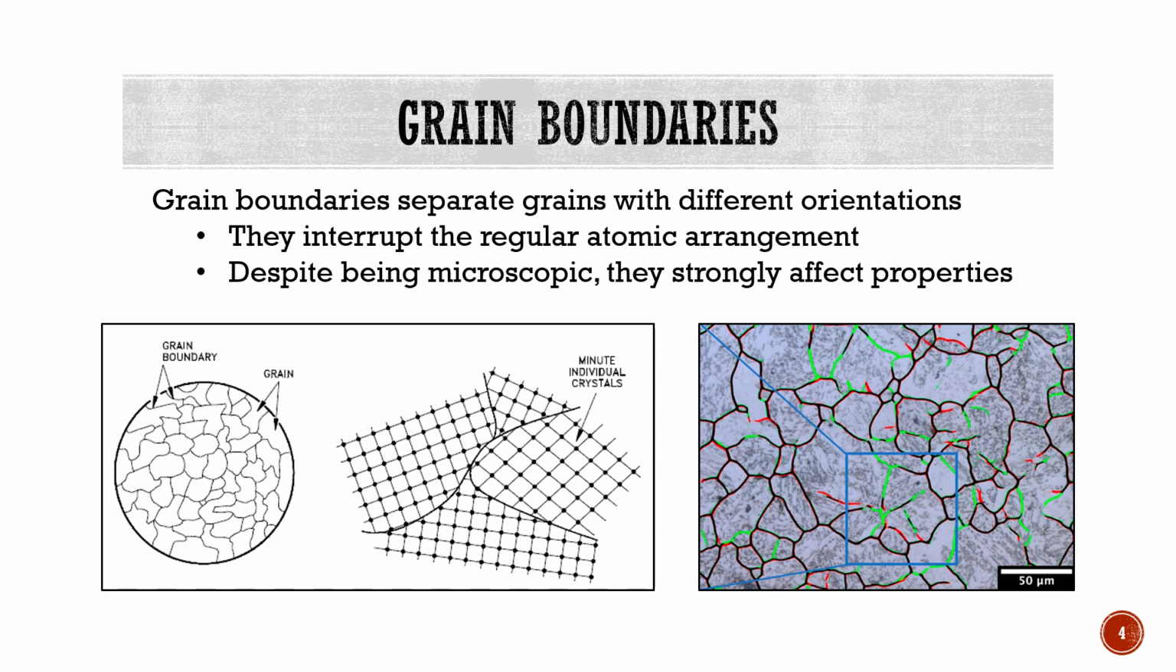Grain boundaries are the interfaces between grains with different orientations. Inside each grain, atoms are arranged in a regular and repeating pattern. However, at grain boundaries, this atomic order is disrupted. You can think of grain boundaries as thin, irregular zones where atomic alignment changes direction. Although these regions are microscopic, they strongly affect mechanical behavior because they influence how defects and deformation mechanisms move through the material.